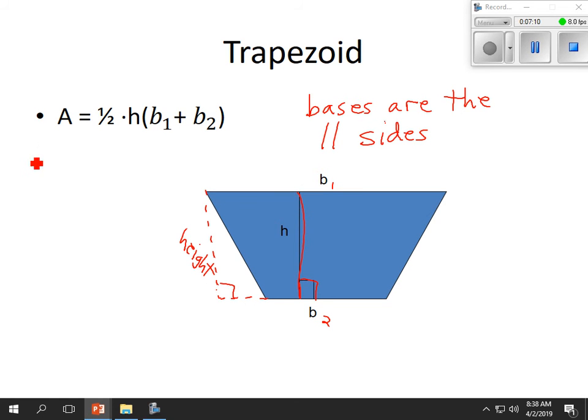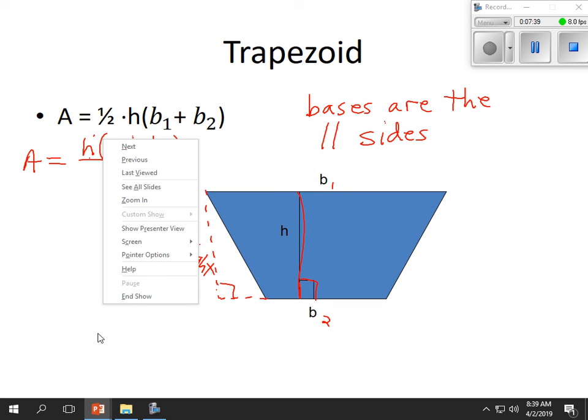This formula could also be written height, parentheses, base 1 plus base 2, close the parentheses. You got to do what's inside the parentheses first, then multiply by the height, then hit equals, then divide by 2. That might be an easier way to do it using the calculator. You just got to remember your order of operations and do this part first, hit equals, then times by the height, hit equals, then divide by 2.